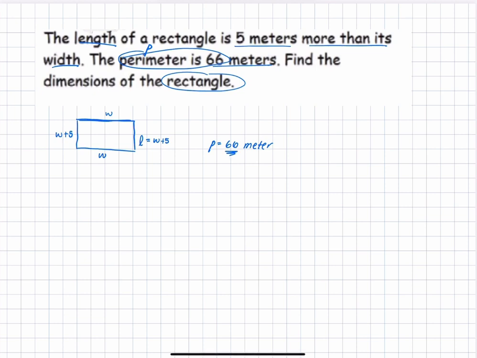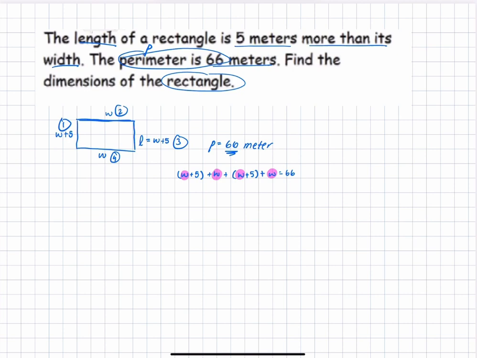So let's put it in equation form. W plus 5, that's the first side, plus W, our second side, plus W plus 5, our third side, plus our fourth side, which is plus W, equals 66. We can combine the like terms. So we have a W here, here, here, and here. So we have 4 W's.